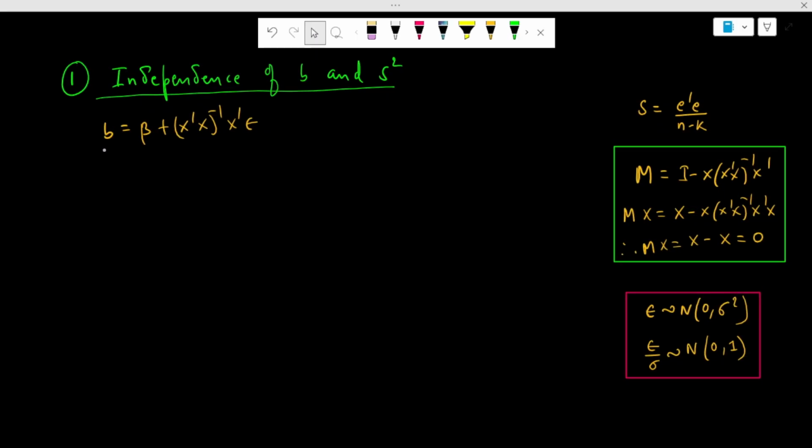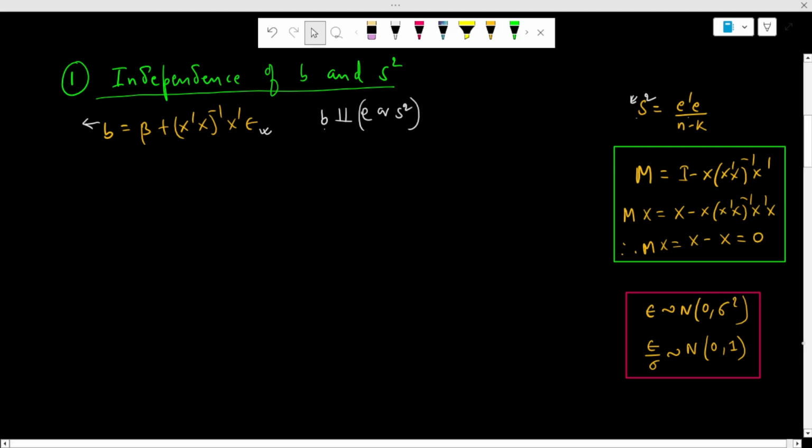Now we have seen that if the population residual term is normally distributed, then the OLS beta estimate also has a normal distribution. Now we want to show that the OLS beta estimate is independent of the residual term or its function. The function of this is actually s square, where s square is given by this value. Now let us operate on it.